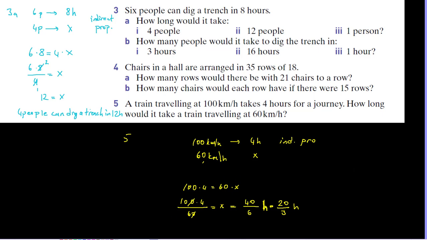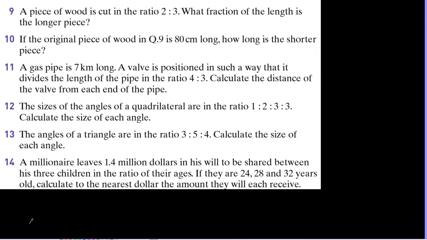Okay, this is the last question. It is about dividing the whole into a given ratio. Here the sizes of the angles of a quadrilateral are in the ratio 1, 2, 3 and 3. So how much is one angle, or calculate each size of the angle.